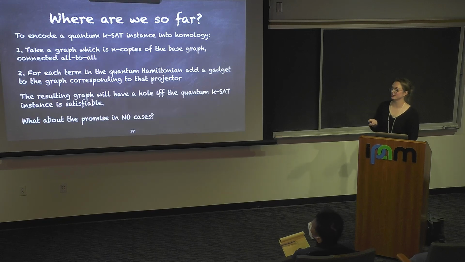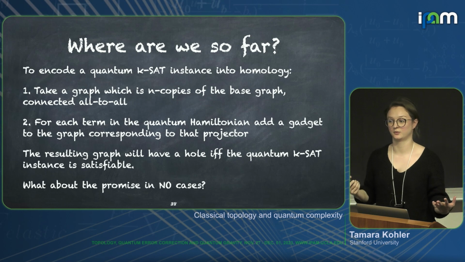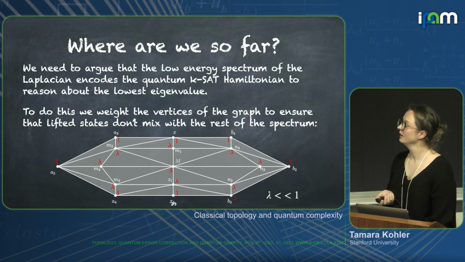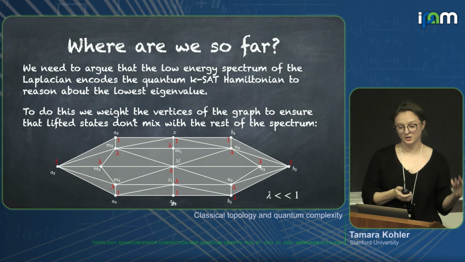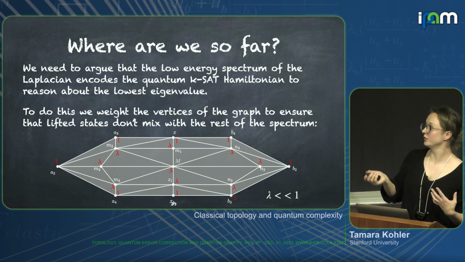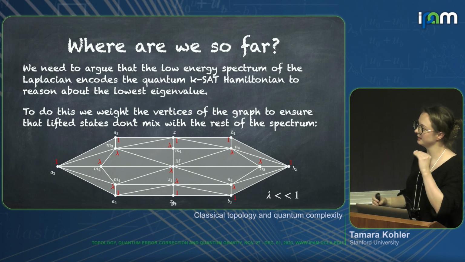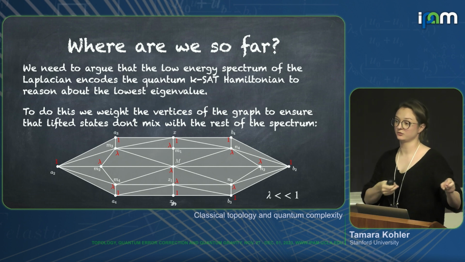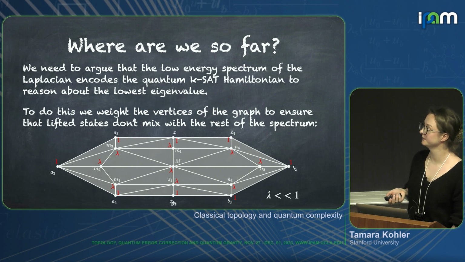Okay, so what about the promise in no cases? As Toby pointed out, so far we've basically proven the same result as we've proven before, albeit in a much more complicated way. How are we actually going to incorporate the promise in no cases? What we need to do is argue that the low energy spectrum of the Laplacian kind of encodes the quantum K-set Hamiltonian. Because if it does, then we can use the quantum K-set Hamiltonian to reason about the lowest eigenvalue of the Laplacian.